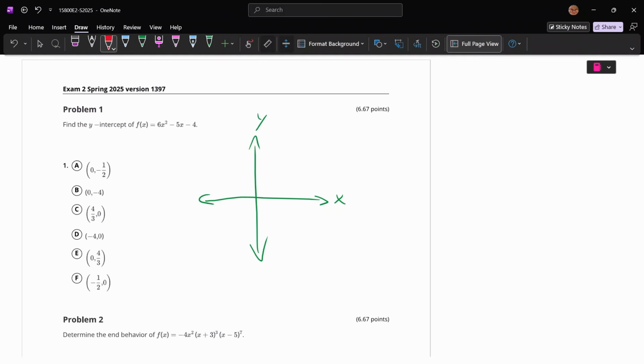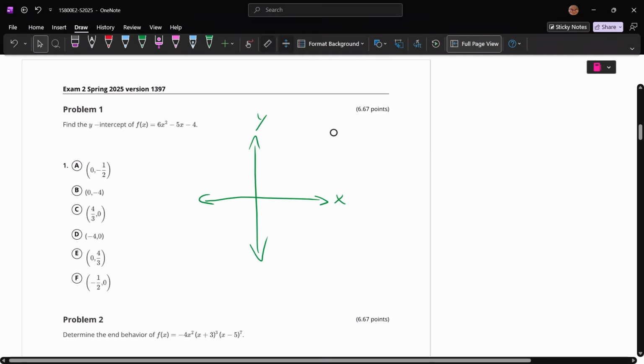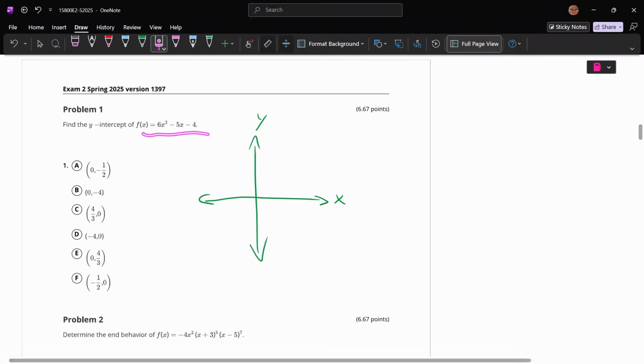In this specific case, it's asking us for the y-intercept, so it's asking where along the y-axis does this function intersect it? So where along this line, or in other words, where x is going to be equal to 0. There are two ways you can solve this. You can try graphing this function and then just looking at the graph and pointing out the y-intercept that way, but we can also do it mathematically, and that'll give you a more precise answer.